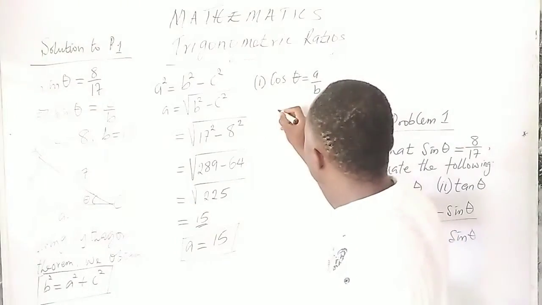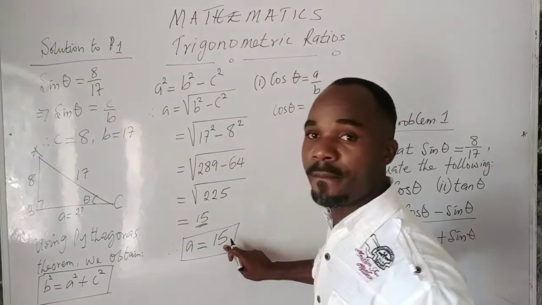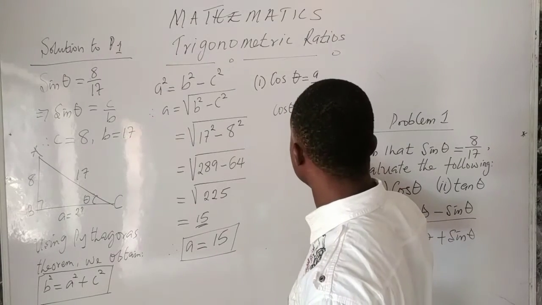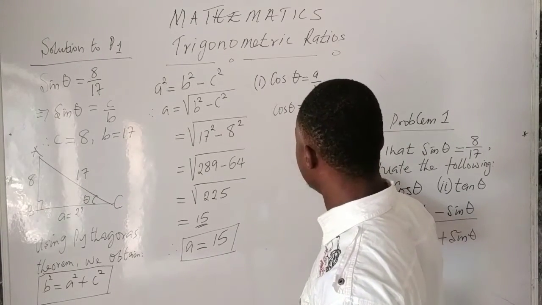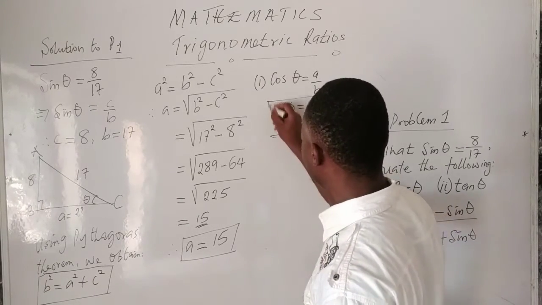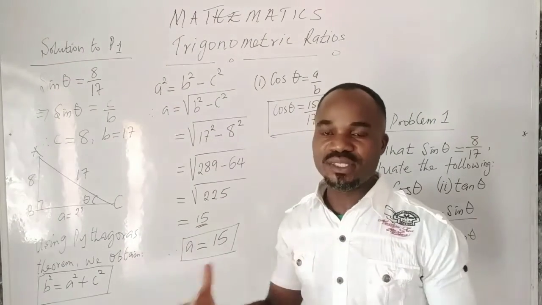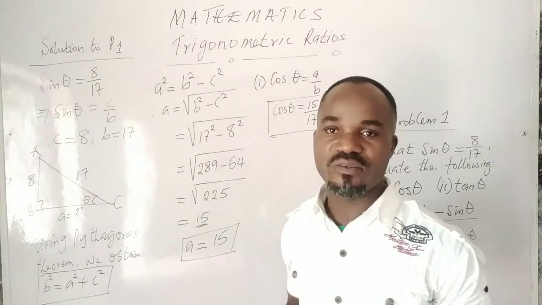We substitute accordingly. The value of A is 15, we put 15. The value of B is 17. So this is actually the value of cos theta. Done. Very simple. We have used trigonometric ratio to find the value of cos theta.